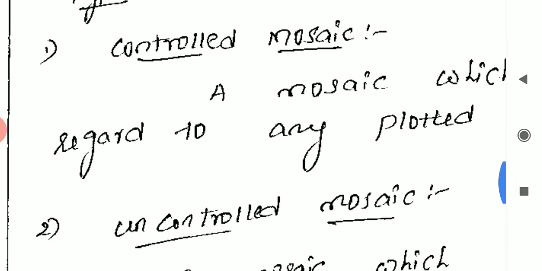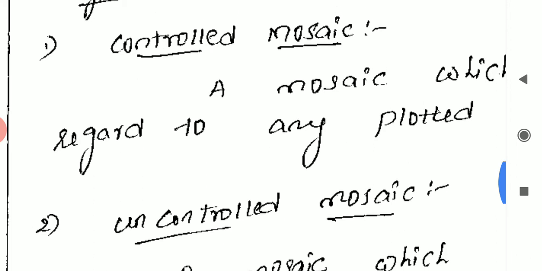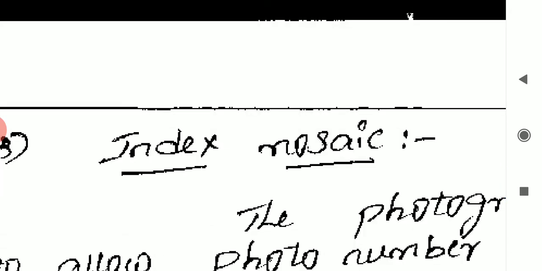Next one is the uncontrolled mosaic. It is a mosaic which is assembled without regard to any plotted control points. So the controlled mosaic is the opposite of the uncontrolled mosaic. Next one is the index mosaic. What is an index mosaic?